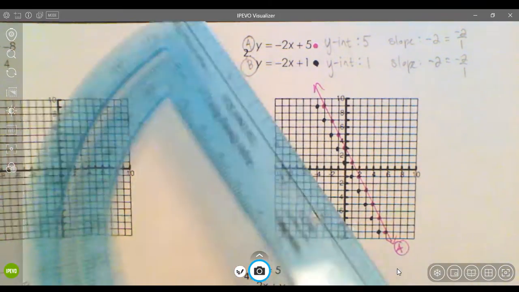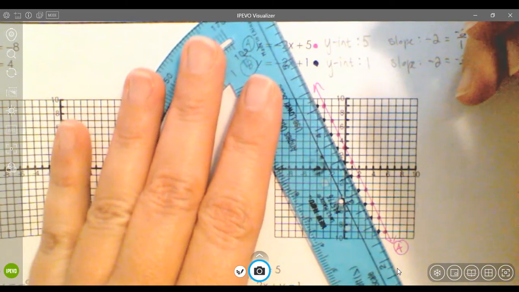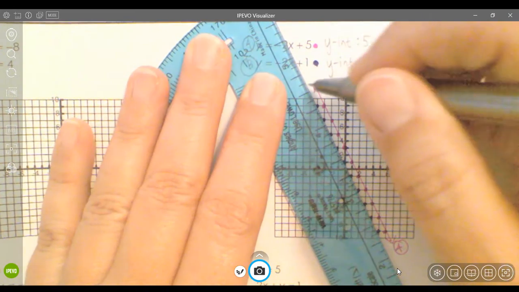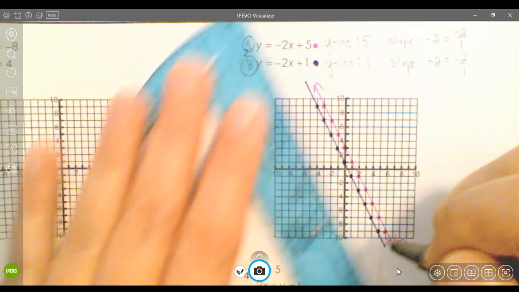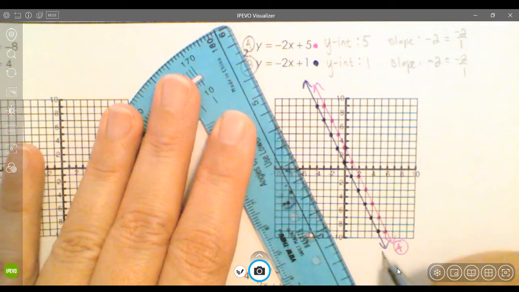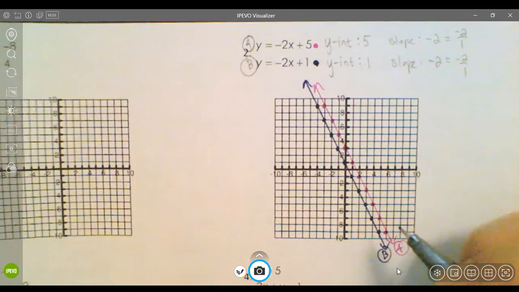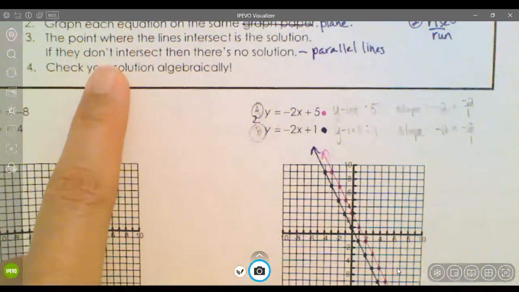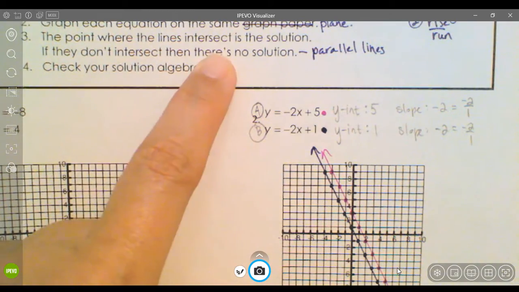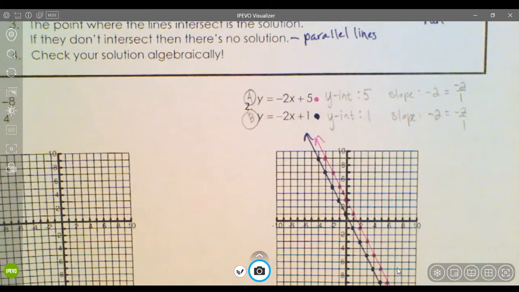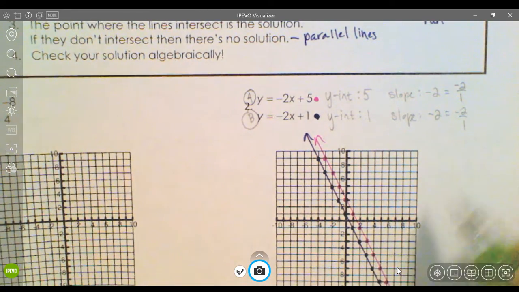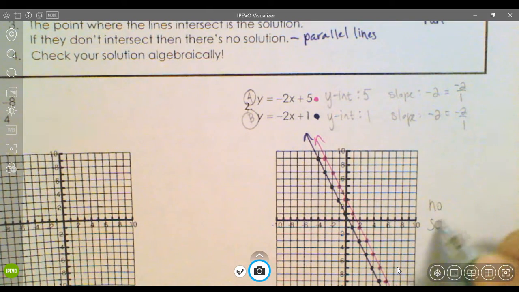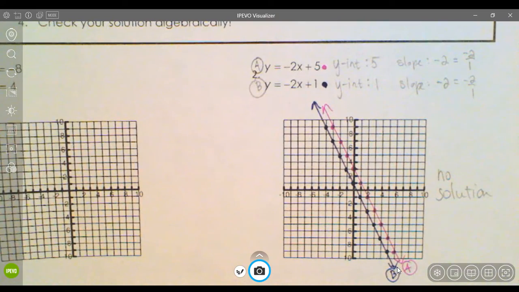Okay, what's happening here? Well, these lines are parallel. What does that mean? That means they won't intersect. What happens when they don't intersect? If they don't intersect, then there's no solution. So guess what? Right here, we have no solution. And you can actually see this one point for point, how nothing meets.